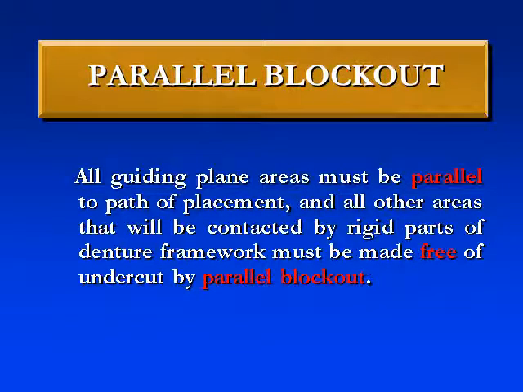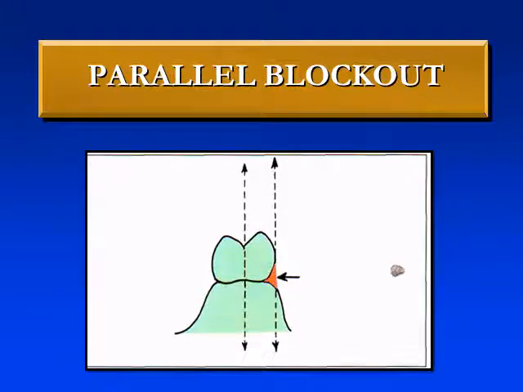For the parallel blockout, all guiding plane areas must be parallel to the path of placement, as we said before, and all other areas that will be contacted by the rigid parts of the denture framework, meaning the metal framework, must be made free of any undercut by the procedure of parallel blockout.